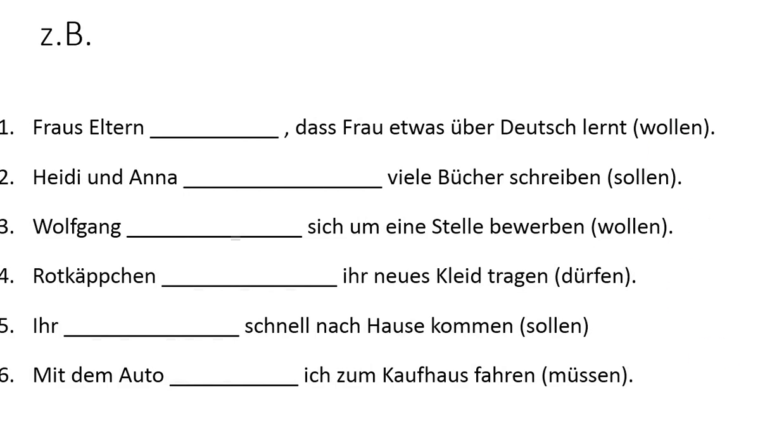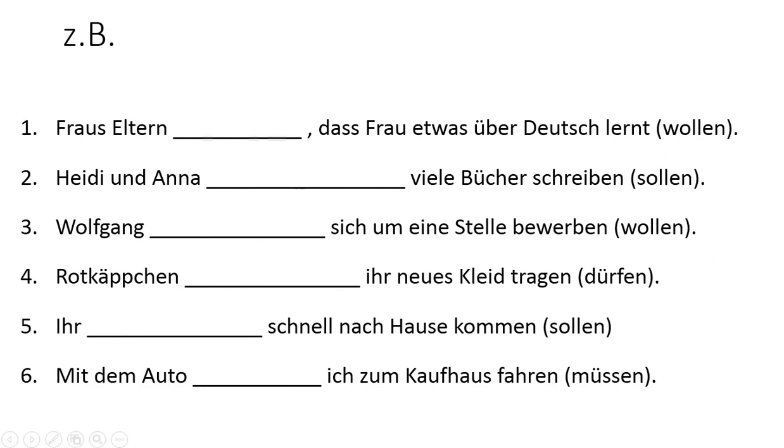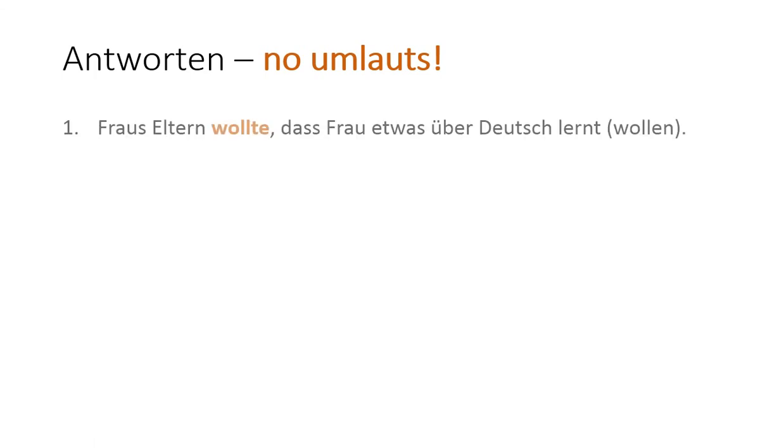So go ahead and try these 6 sentences. Pause this, write them down, and use these modals in the narrative past tense. So for instance, instead of saying "I have to drive by car to the department store," you would say "I had to drive." So instead of doing present tense, make it past tense. When you're ready to check your answers, resume the video. So remember, there are no umlauts in any of these.